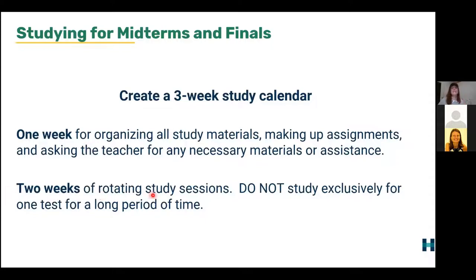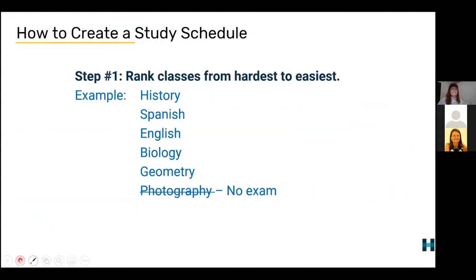Week 2 and 3 will be rotating, interleaving, and we'll be breaking it apart and not just studying exclusively one test for a long period of time. So the first task you're going to do is to rank your classes from the hardest to the easiest. So for this student, history was the hardest. There was no test in photography, and geometry was the easiest.